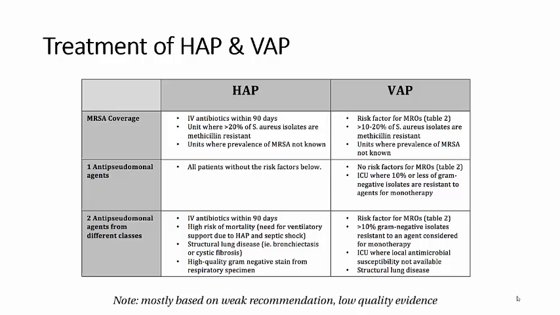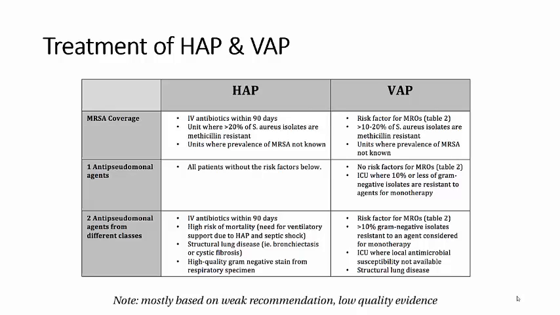What about one anti-pseudomonal agent compared to two anti-pseudomonal agents as an empiric therapy initially? Pretty much all of the same risk factors as below. In VAP, if in your ICU 10% or less of gram-negative isolates are resistant to monotherapy, so if it's a very small number of isolates, if you know your antibiogram, then you can actually use a single agent, because 90% of the time you'll be good.